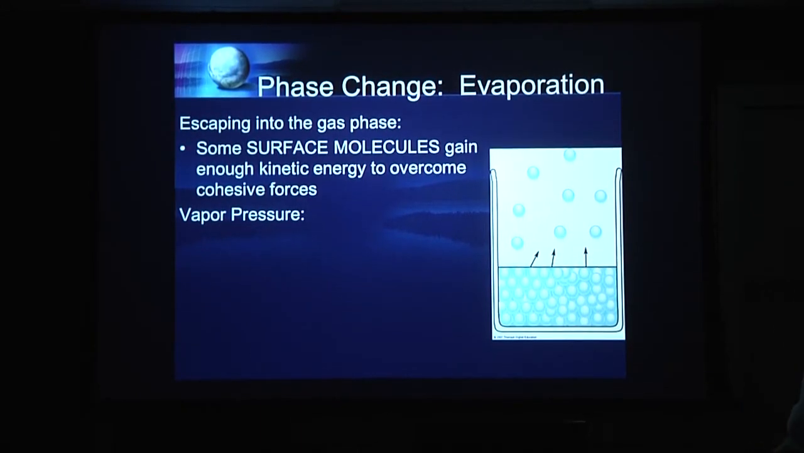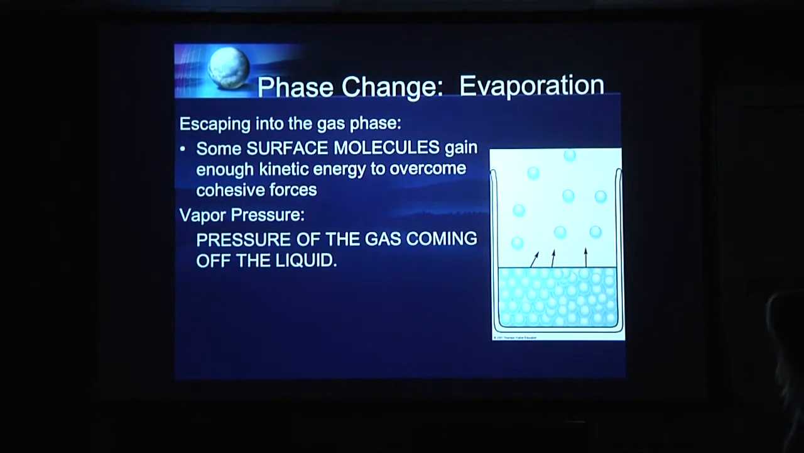So really, these cohesive forces, the battle is between cohesive forces and the kinetic energy that the substance has. Kinetic energy is the energy of movement. And if you have enough kinetic energy, you can overcome the forces that are keeping you in a liquid phase. So vapor pressure, the definition of vapor pressure is the pressure of the gas coming off the liquid. So this gas is going to have a pressure because it's in the gas phase. The more gas phase molecules here, just as we learned with the gas laws, the higher the pressure.